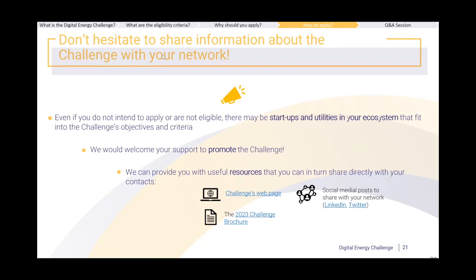So again, the best way to share the information, obviously, is the challenge's webpage. It's one link, it's easy, and you know that within this link, the people you'll share it with will get all the information. There's the challenge brochure that you can access also on the webpage. And also you can find social media posts, LinkedIn or Twitter, typically for the English version, that are published through different social media accounts, including the AFD social media account that publicizes the challenge.